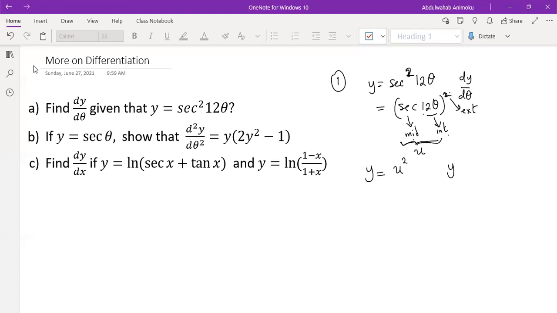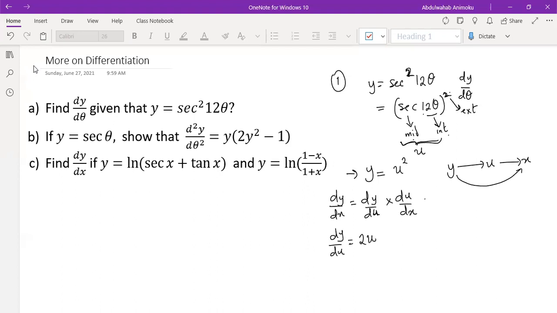Now notice that we want to go from y to x, right? So we are looking for dy dx, but now we have to pass through u. Which means dy dx would become dy du times du dx. All right. Now, what is dy du? dy du is the derivative of this function with respect to u. This is quite easy. That is just 2u.